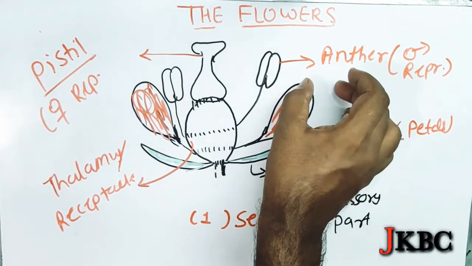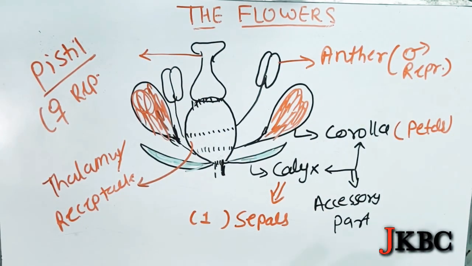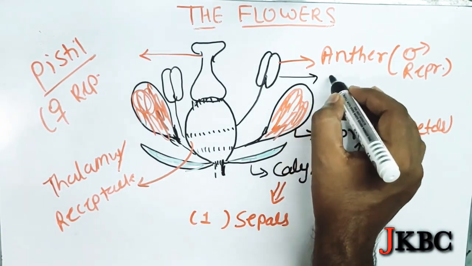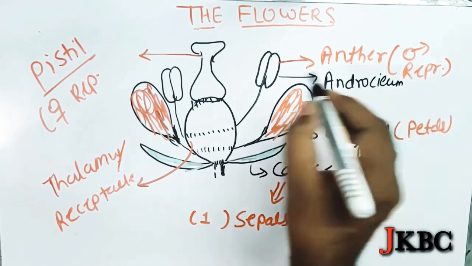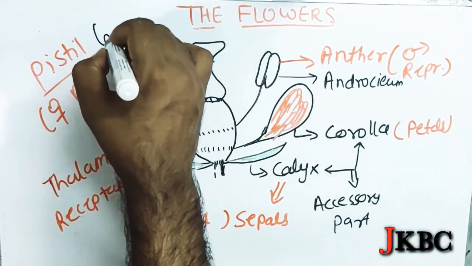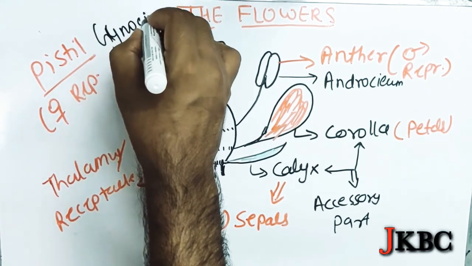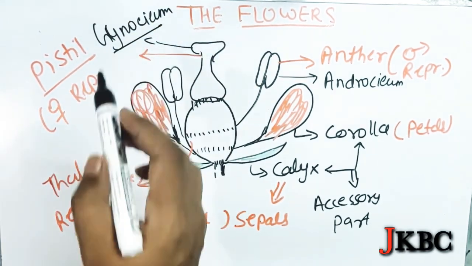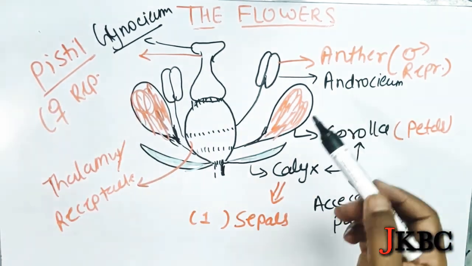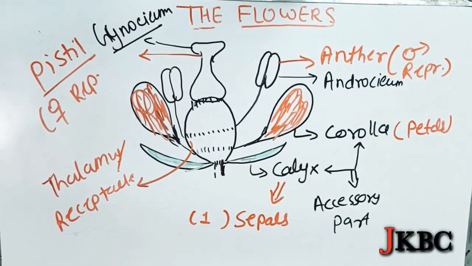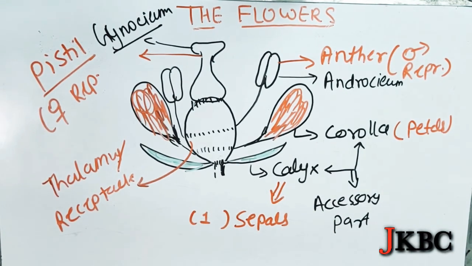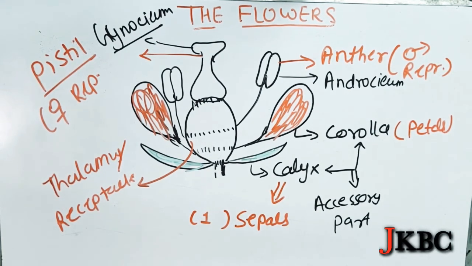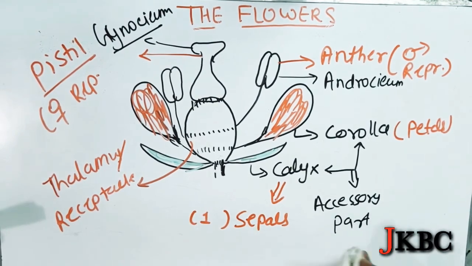We wrote here that this is the anther and this is the pistil, but basically these are androecium and gynoecium. This is androecium and this is gynoecium. The unit of gynoecium is the pistil, and the unit of androecium is the anther. This is the simple form of a flower. Now we detail the different forms of flower that will be asked in many exams. So first of all, I detail the androphore.